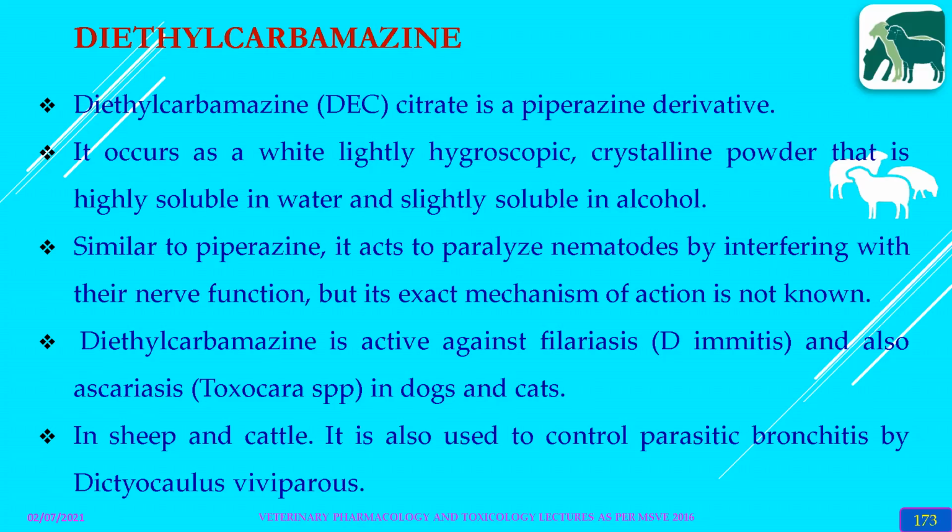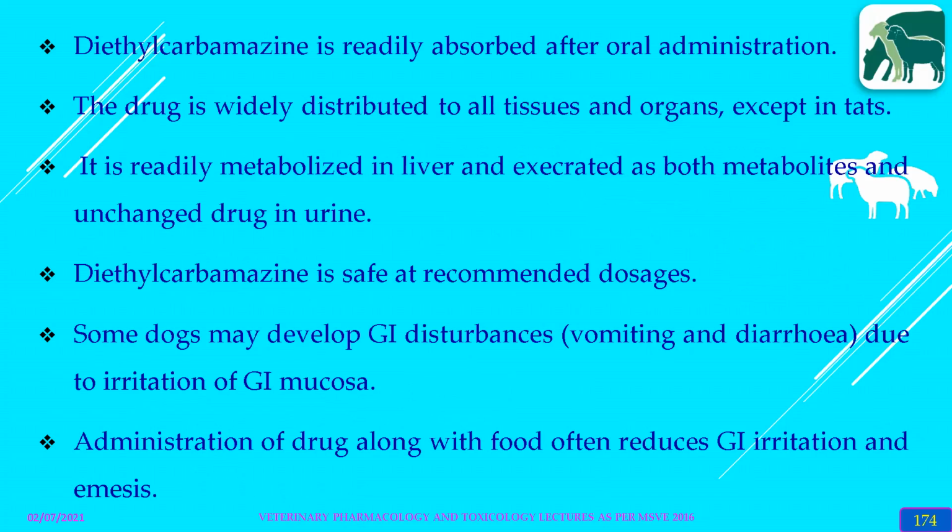This is still a drug of choice in case of heartworms. But nowadays, ivermectin has replaced DEC, diethylcarbamazine citrate, for filariasis or elephantiasis, and also ascariasis. Dictyocaulus viviparus, an upper respiratory tract worm, can be controlled by the use of DEC, diethylcarbamazine citrate.